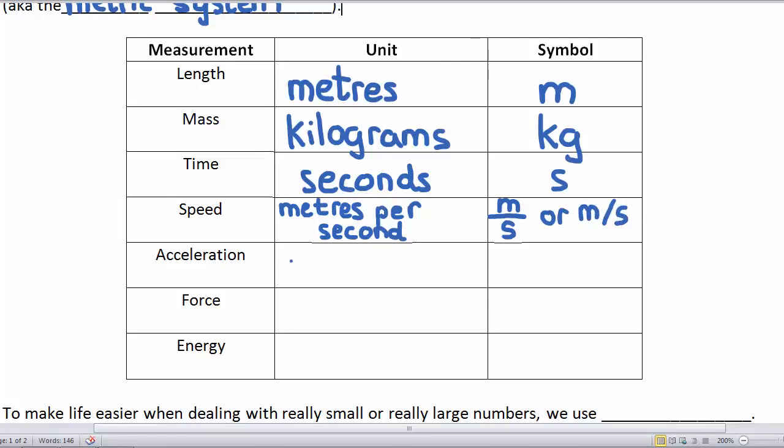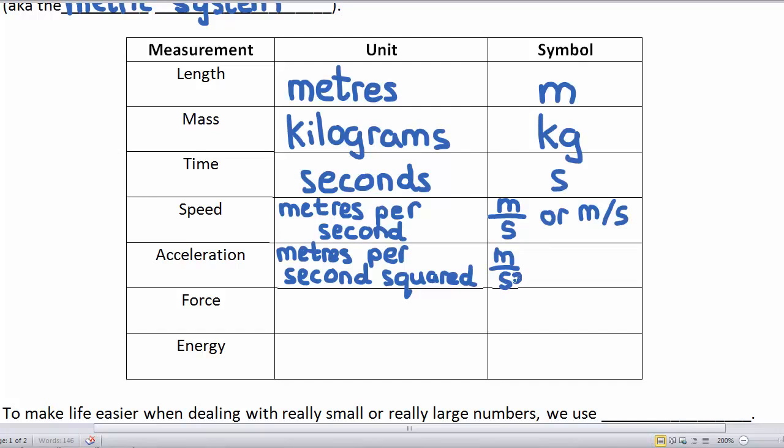The units for acceleration, if you can reach in your brain way back to the depths of when you did Science 10, are this funky unit called meters per second squared. Which has the symbol meters per second squared.